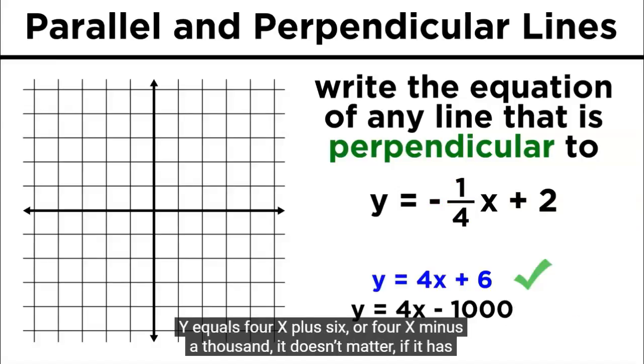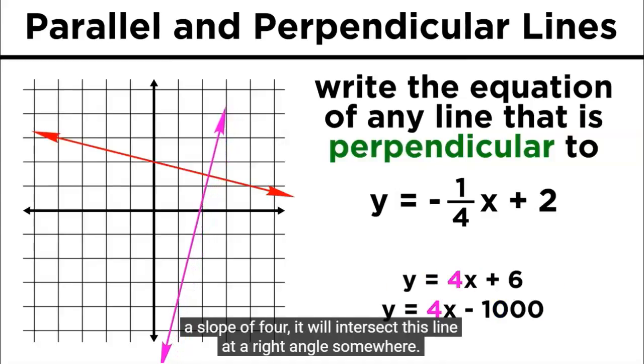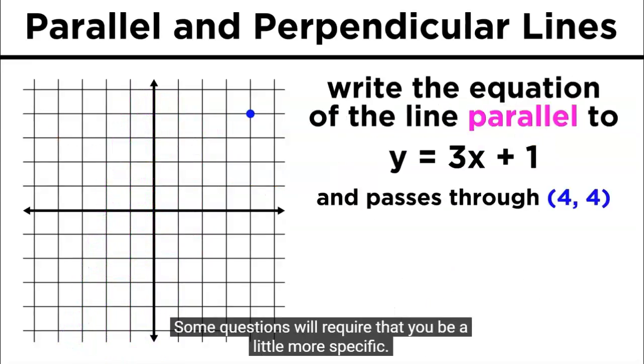Y equals 4x plus 6 or 4x minus 1,000, it doesn't matter. If it has a slope of 4, it will intersect this line at a right angle somewhere. Some questions will require that you be a little more specific.